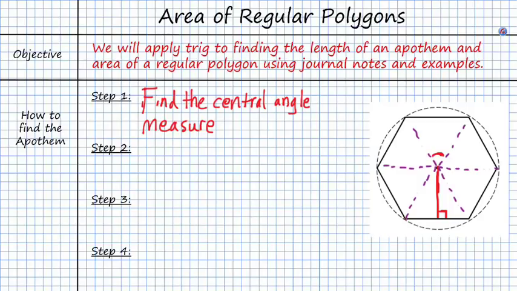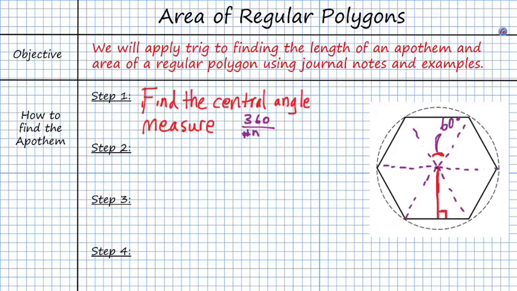And remember, the central angle measure is going to be some portion of 360, right? So we can say 360 over n, where n is the number of sides. So in this case, we have 360 divided by 6, and so this ends up being a 60-degree angle.